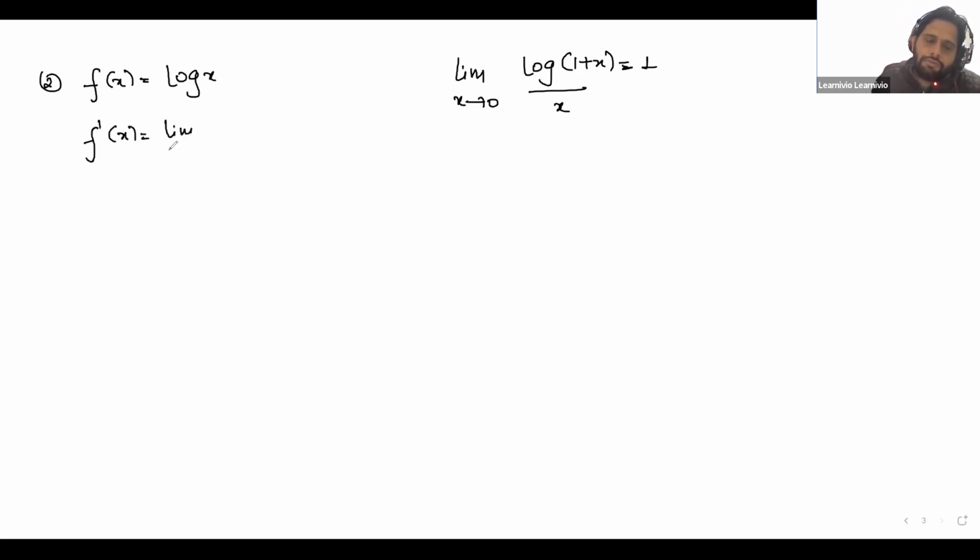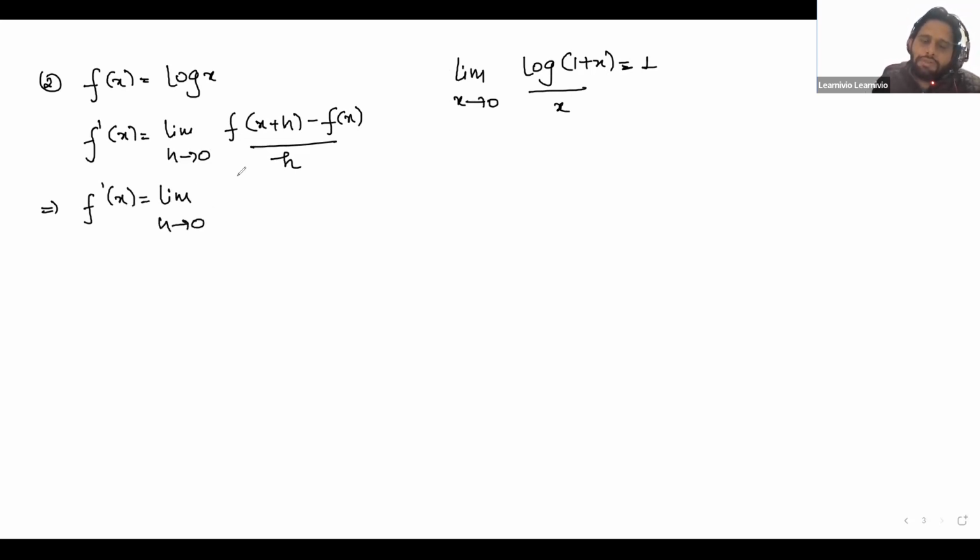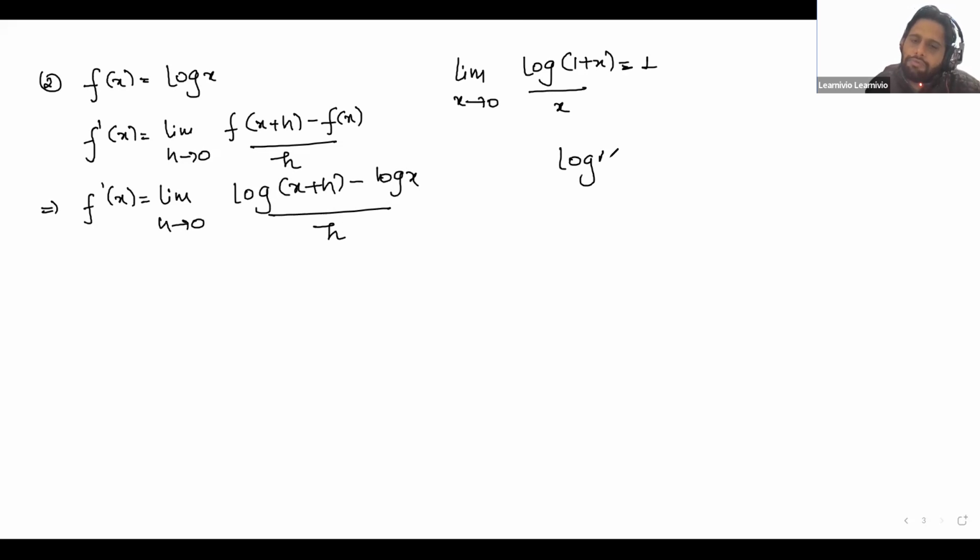Now again, we have this one: limit h tends to 0, f(x + h) minus f(x) by h. Now the derivative of this is equal to limit h tends to 0, log(x + h) minus log x by h. Now, in the case of log, we have one more property: if we have log a minus log b, then this is equal to log a by b.